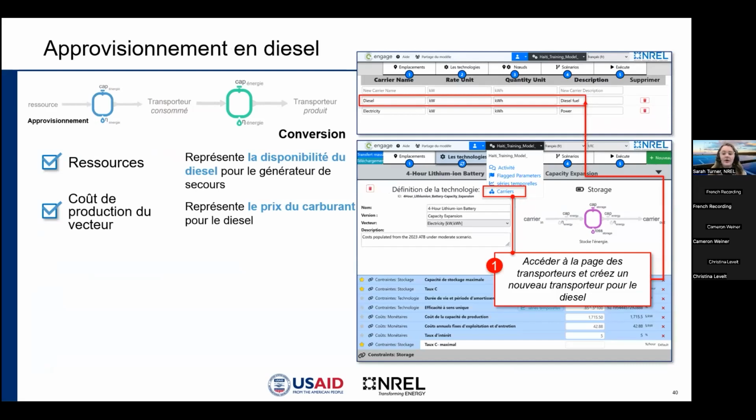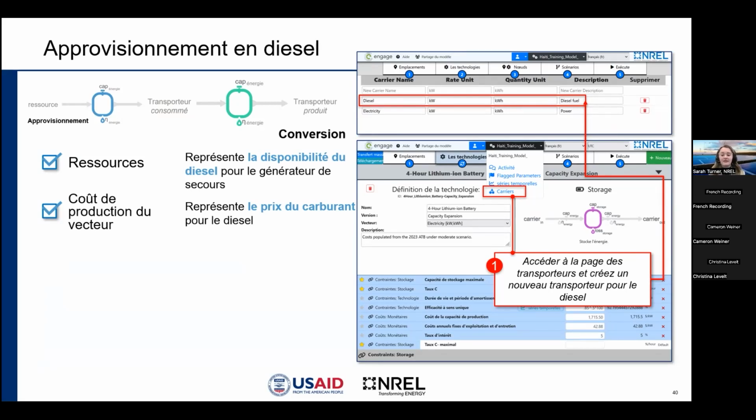For now, we will focus on the standard archetype conversion technology, which involves just one carrier being converted into a different carrier. We will be using the conversion archetype to build a backup hybrid diesel generator as our second capacity expansion technology to see how it compares to a battery storage system to meet the hospital's demand. Before we can create the diesel generator, though, we first must establish a supply technology to represent the technology's access to fuel.